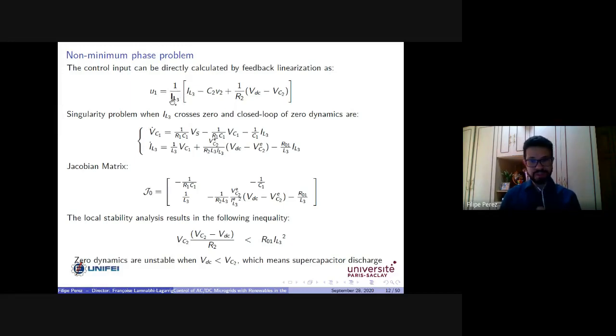the current crosses zero, we have a singularity, and also the closed loop zero dynamics are shown to be unstable. Taking the Jacobian matrix of the system, the eigenvalues of the linearized dynamics of the current, which is the zero dynamics, are positive when VC2 is higher than VDC, which means that when the supercapacitor is in discharge mode, we may deal with unstable zero dynamics.